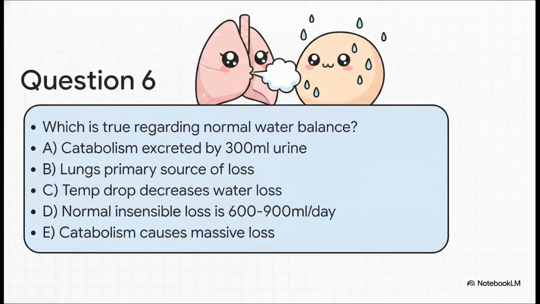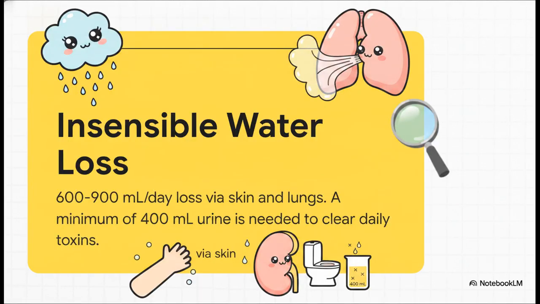Moving on to biophysics. Which of the following is true regarding normal water balance in the body? A, protein catabolism excreted by 300 ml urine. B, lungs' primary source of loss. C, decrease in temp decreases water loss. D, normal insensible loss is 600 to 900 ml per day. Or E, excessive catabolism causes massive water loss. Option D is the correct statement here.